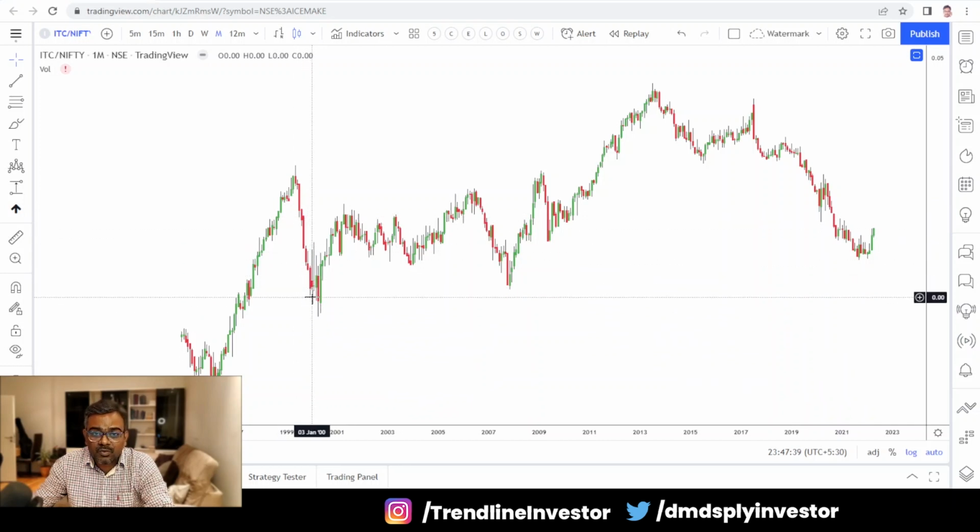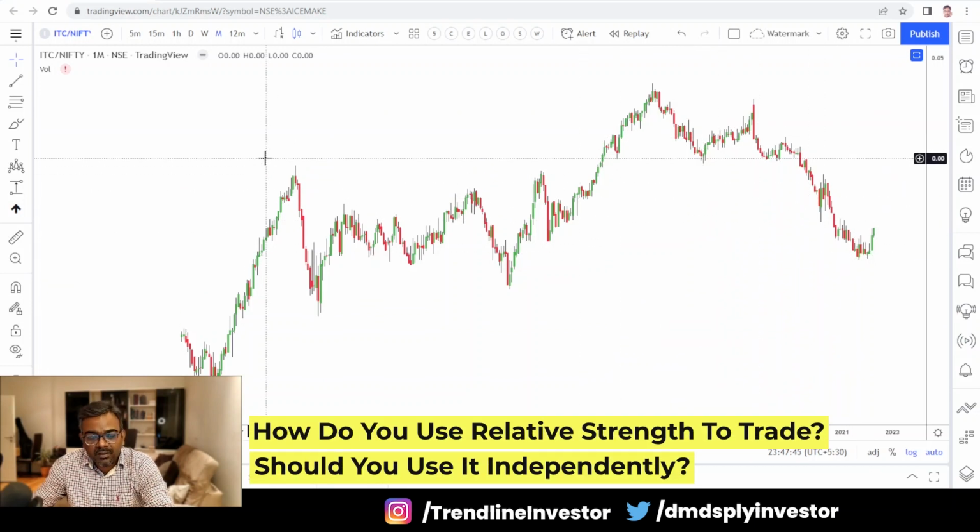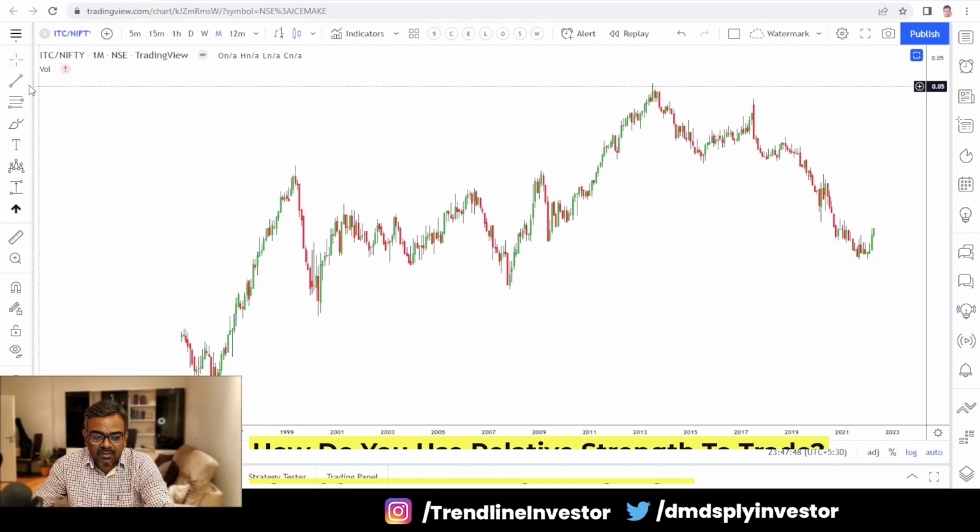And then ITC started underperforming, and that's why you see a fall, right? And if the underperformance is too much, then you'll see a very steep fall. And if you see since 2013, ITC has been not performing well. So now what should you be doing when you see something like this in a stock?